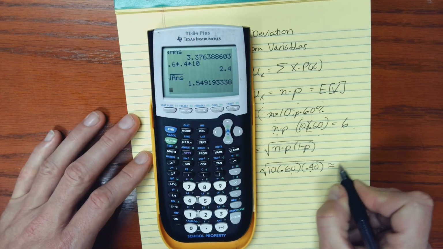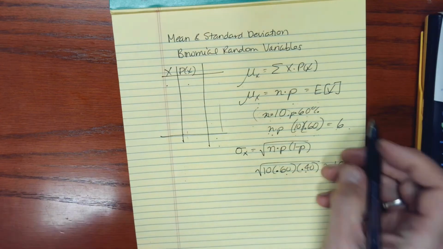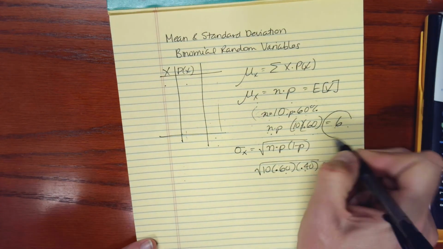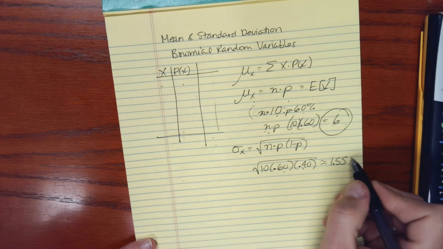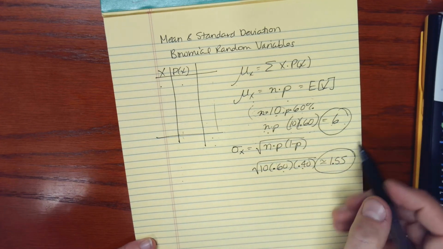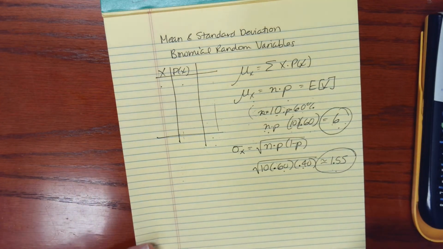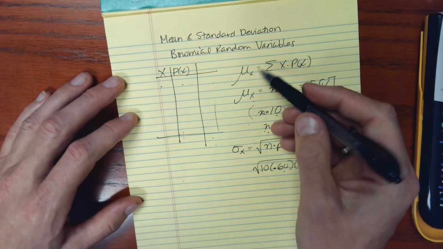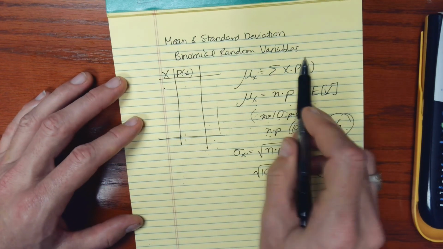is about 1.55. So this is the typical number of successes in 10 trials, but the results will vary, and this is a typical deviation from this mean. So that is how we compute the mean and standard deviation when we have a binomial random variable.